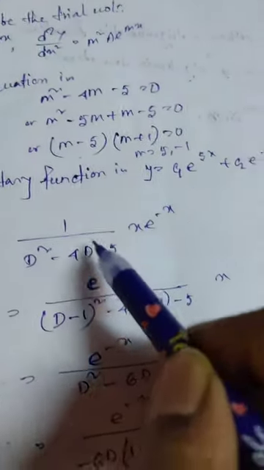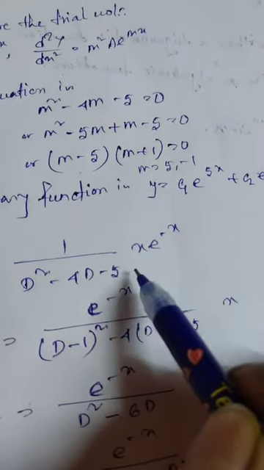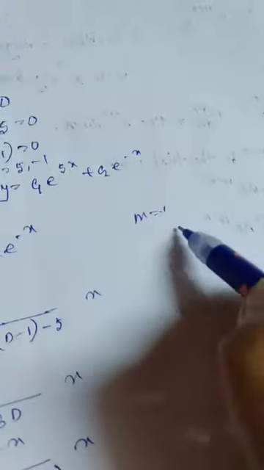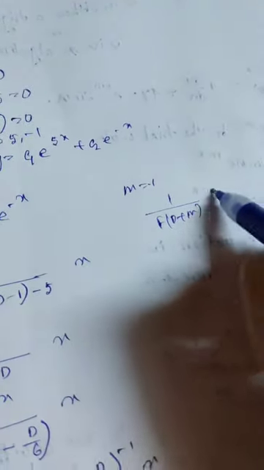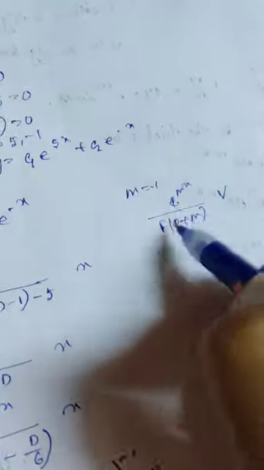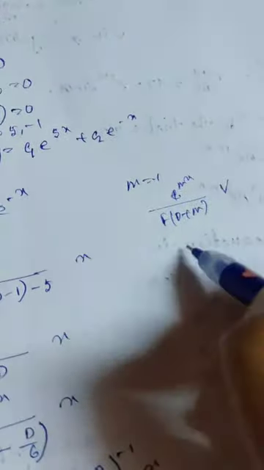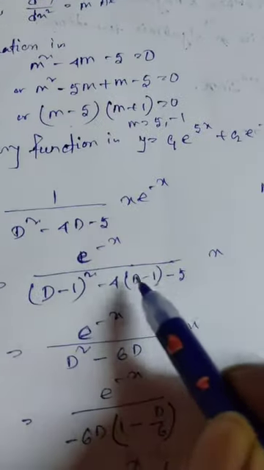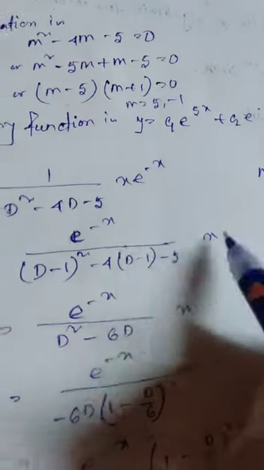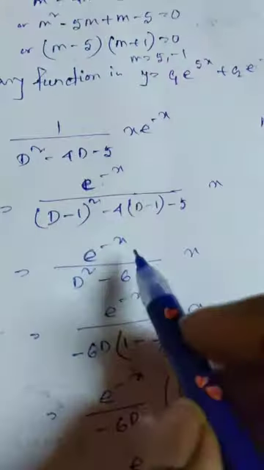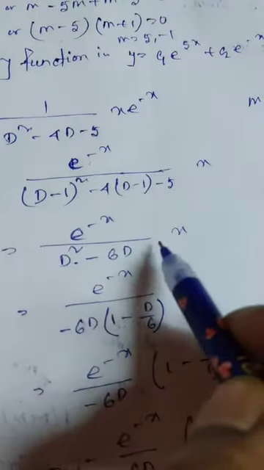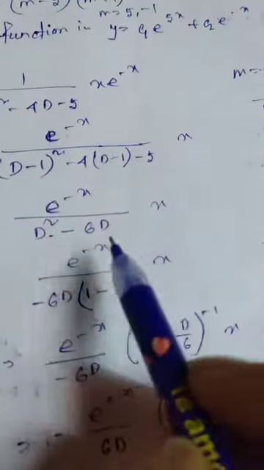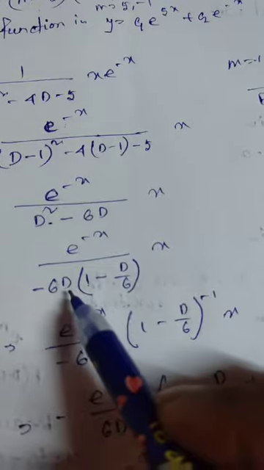Here also we will put 1 by (D square minus 4D minus 5) x e to the power minus x, and also here we will put that 1 by f of D plus m, v, e to the power mx. And see here m is equal to minus 1, so here we put (D minus 1) whole square minus 4(D minus 1) minus 5 of x e to the power minus x. So from here if we simplify, we will get e to the power minus x divided by (D square minus 6D) x. So now to solve this one, we take common from here minus 6D.